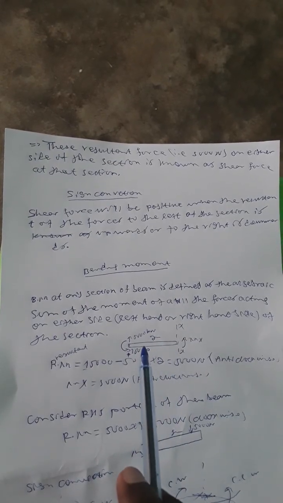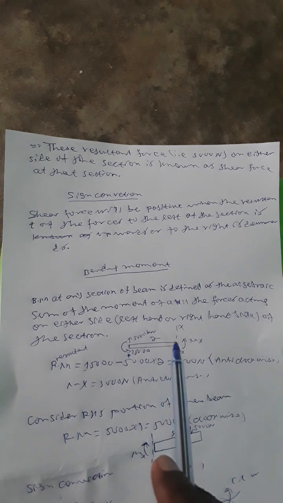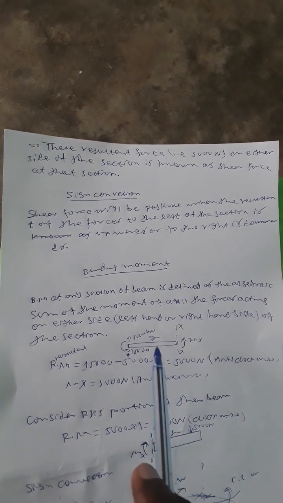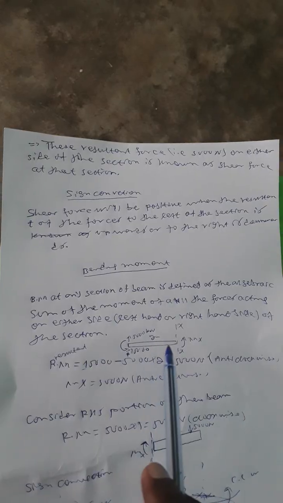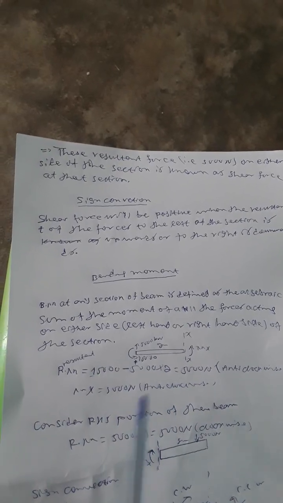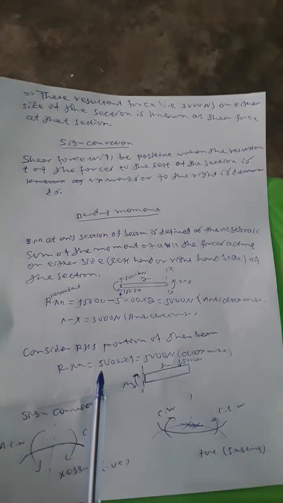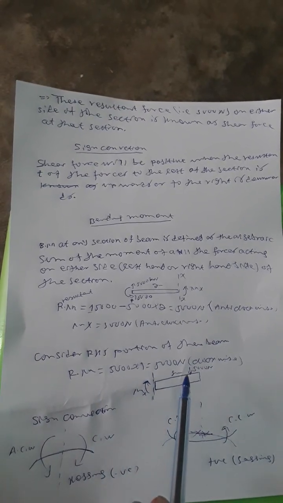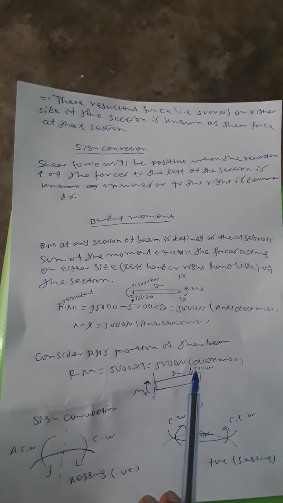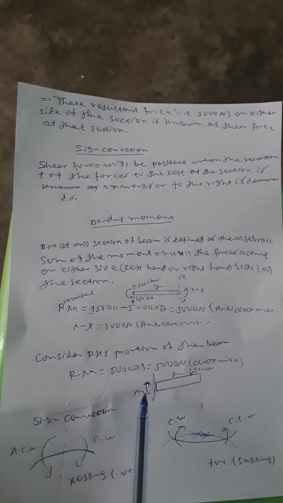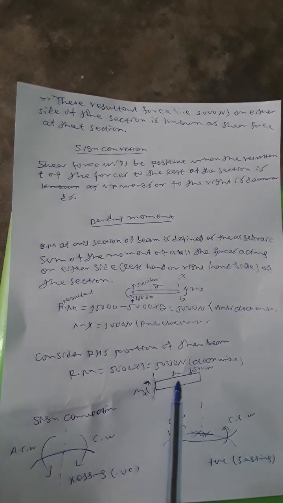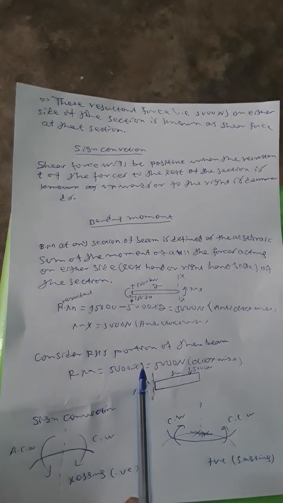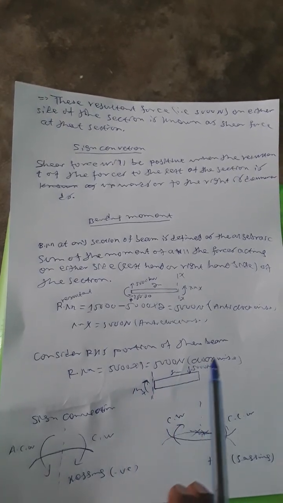From the section, the resultant is anti-clockwise. So this bending moment is negative bending moment. Consider the right-hand side portion of the beam. From the right-hand side is 5000 Newton at 1 meter: Mx plus 5000 Newton times 1 is equal to 5000 times 1, 5000 Newton clockwise.